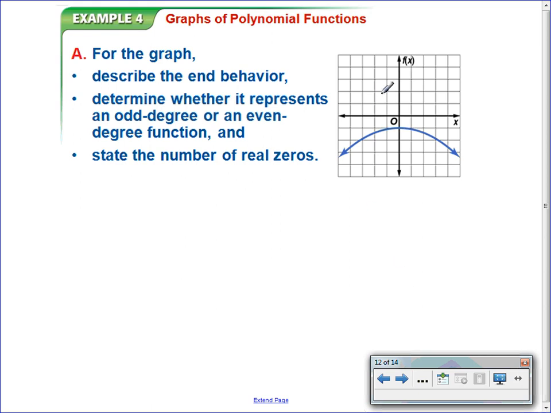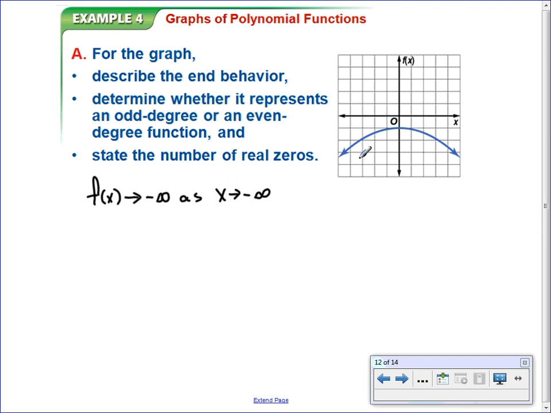So let's take a look at this example. First thing, let's get our template set up. We're going to say f of x, and this symbol means approaches. I'm going to leave that blank for a second, as x approaches negative infinity. That means that we're talking about going this direction right here. So, is y going up or down? It's going down, so I say negative infinity.